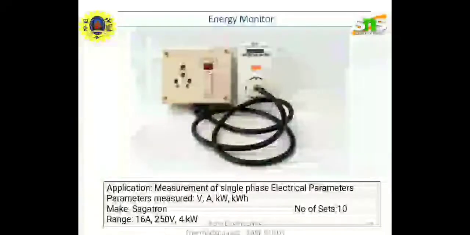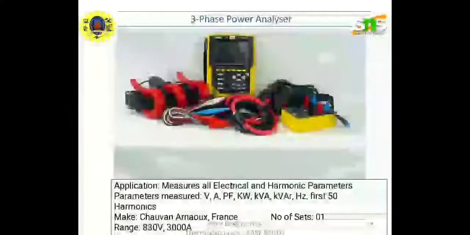Energy monitor, the range is 16 ampere, 250 volt, 4 kilowatt. It's used for measuring single phase electrical parameters. The three phase power analyzer measures all electrical and harmonic parameters, up to the first 50 harmonics. The range is 830 volt to 3000 ampere, and the number of sets given here is 1. It is used in industries for measuring electrical and harmonic parameters.